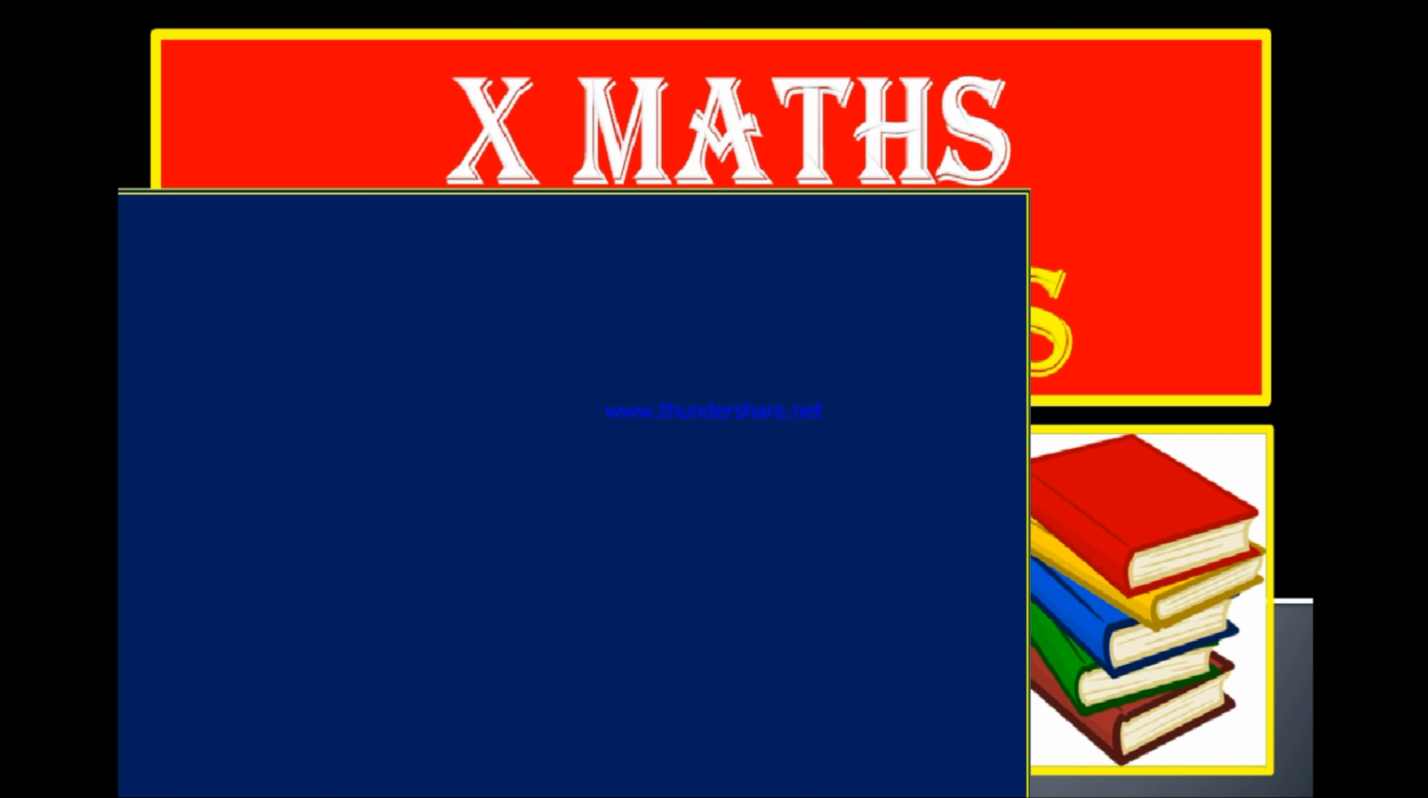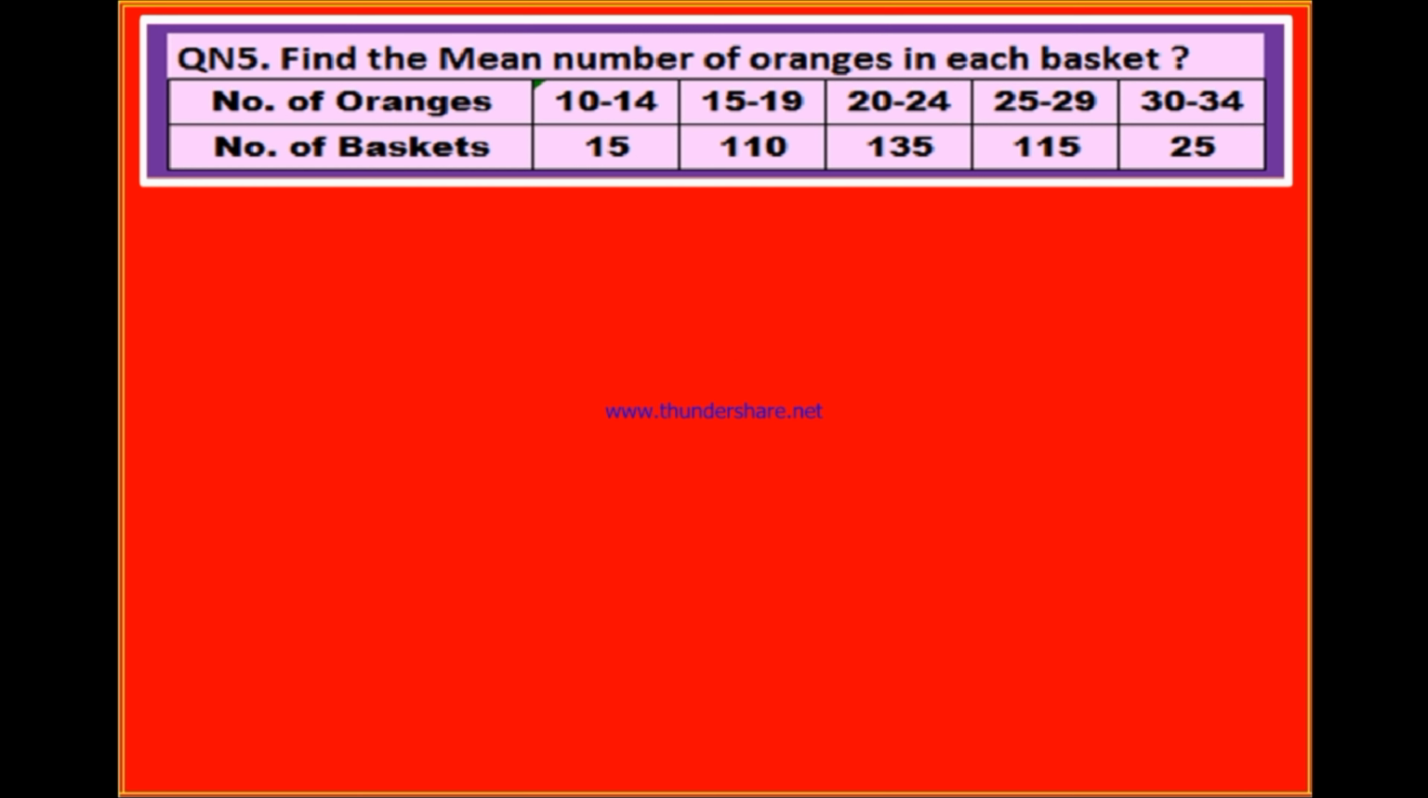Dear children, here is question number 5. Find the mean number of oranges in each basket. I shall repeat. Find the mean number of oranges in each basket. The table is number of oranges and the number of baskets. The first row stands for number of oranges and the second row stands for the number of baskets.